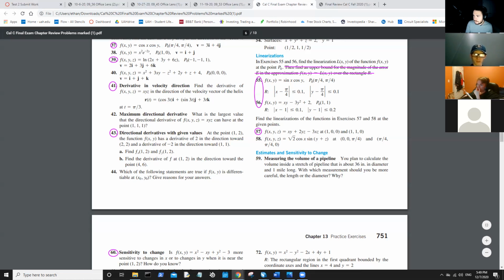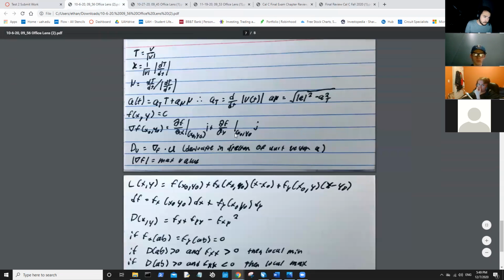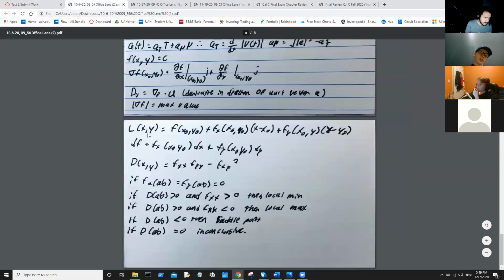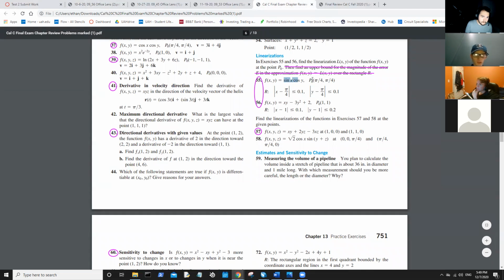Let's see if he answered it in his notes. He did not, but this is formula-wise. Let's see if I've done a linearization in a homework before. Did I put the formula for that on here? I did put the formula here. What is this question? 55?